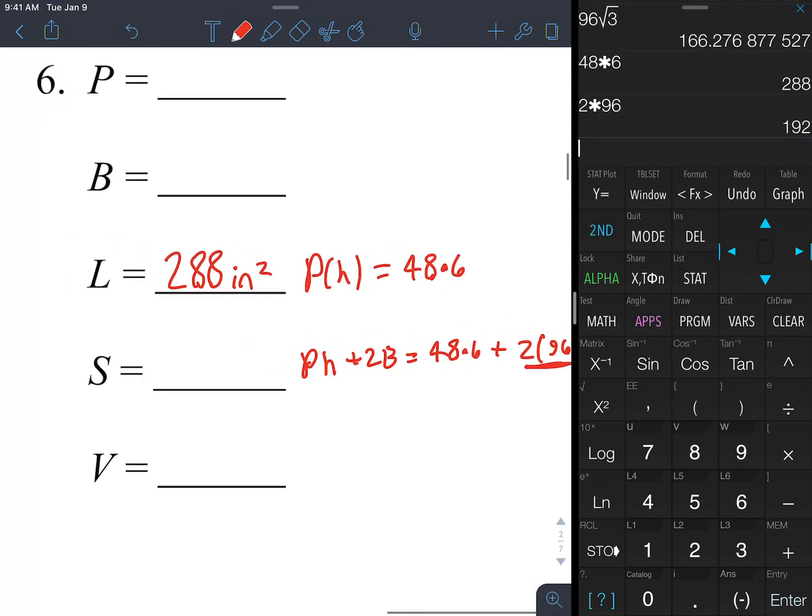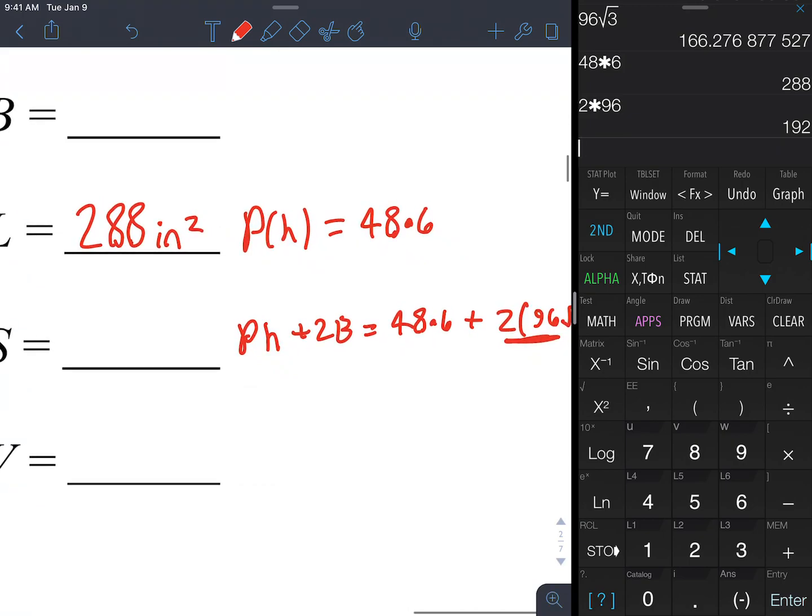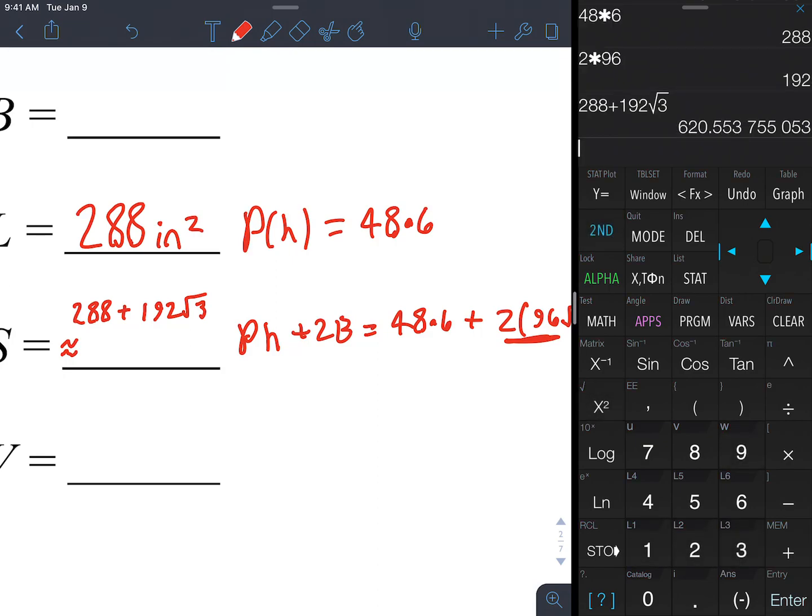So if you want to leave this in simplest radical form, this is going to be 288 plus 192 square root of 3. Now that's not very convenient to say out loud. So most of the times on these, I think you're going to be able to do your decimal approximation. So you can just type it in the exact way it looks, 288 plus 192 square root of 3. So that's apparently 620.55.